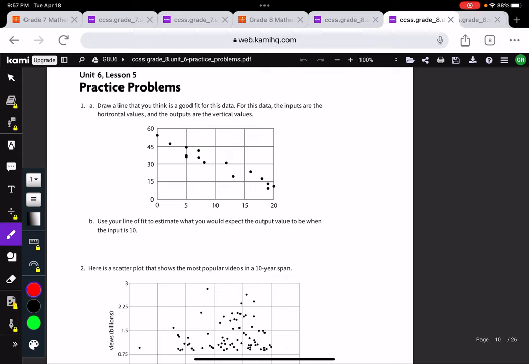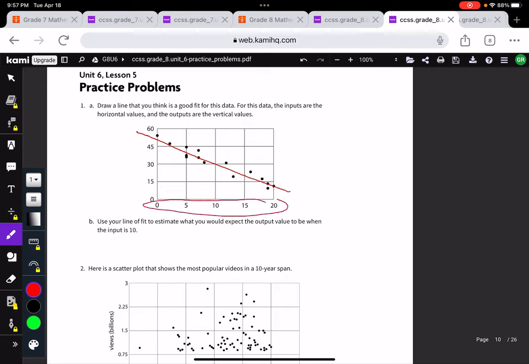Use your line of fit to estimate what we'd expect the output value to be when the input is 10. So notice there's no dot on the 10, but if I were to try this, I would maybe say it's roughly straight, give or take.